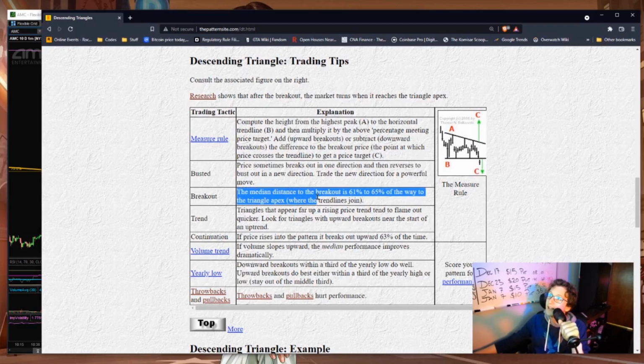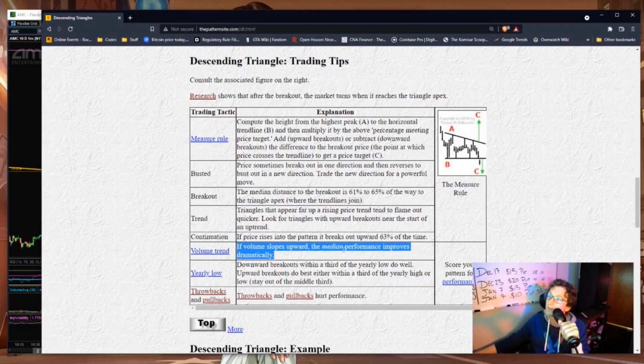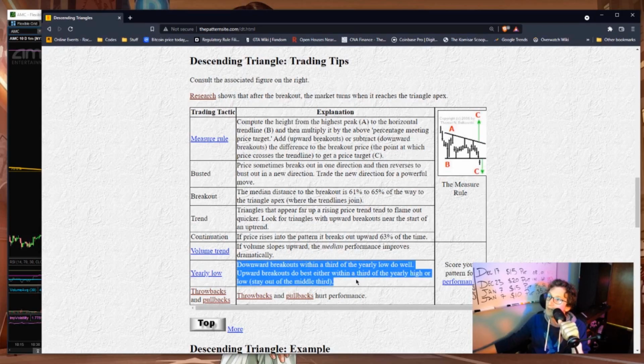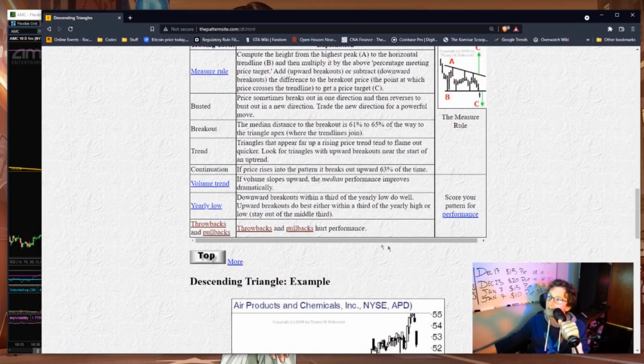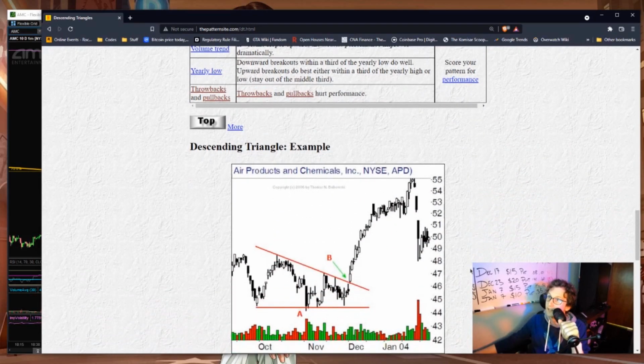And here we go. The median distance to the breakout is 61 to 65% of the way to the triangle apex. And Bulkowski says that a lot, and I'm starting to repeat that too because I'm seeing that. Volume trend: if volume slopes upward, the median performance improves dramatically. Okay, interesting. It says downward breakouts within a third of the yearly low do well. Upward breakouts too, and we're so far away from any yearly high or low right now.